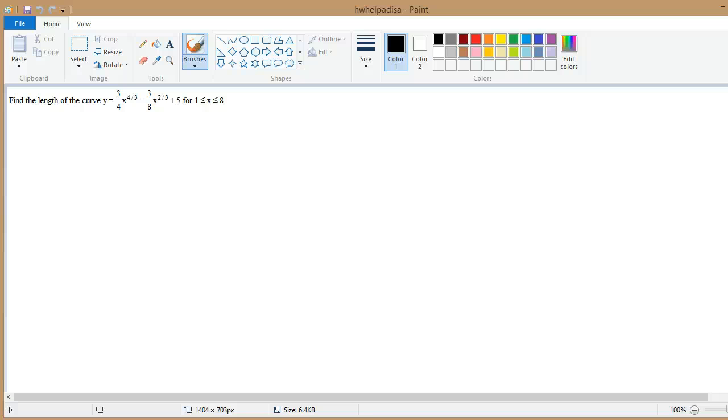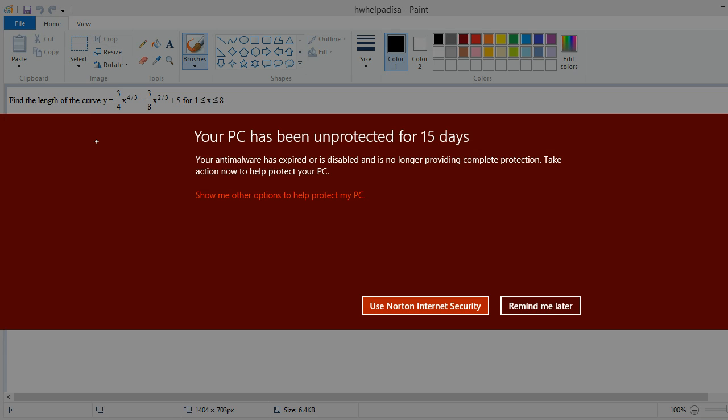Okay, we have this arc length problem. y equals 3/4 x to the 4/3 minus 3/8 x to the 2/3 plus 5. I want to find the arc length from 1 to 8.